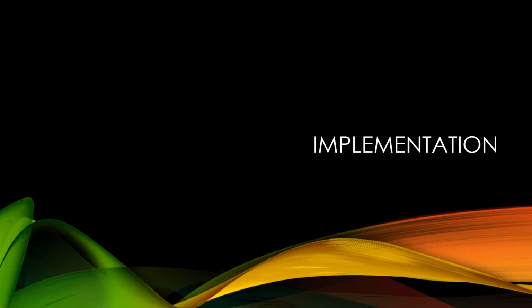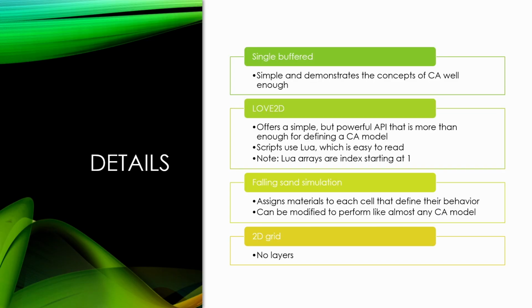Alright, now that you understand some of the technical concepts behind a cellular automata model, let's go over the implementation of how you can make one for yourself. So the model we'll be implementing today is fairly straightforward. It's a single buffered 2D falling sand simulation. The reason why we're doing this is because it's simple enough to demonstrate the concepts of cellular automata, and it can be modified to emulate practically any cellular automata model.